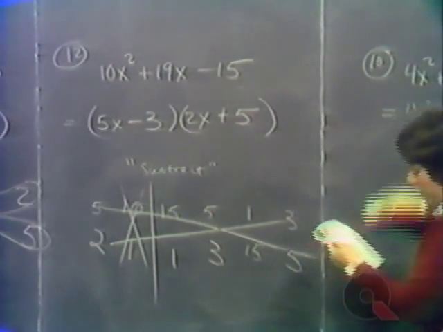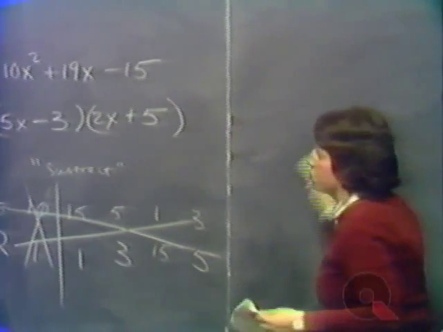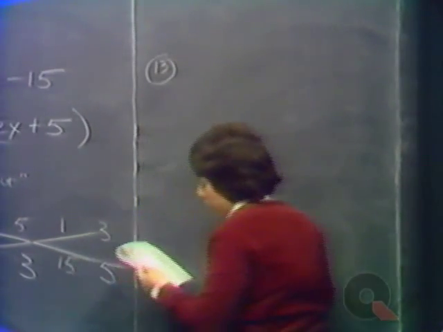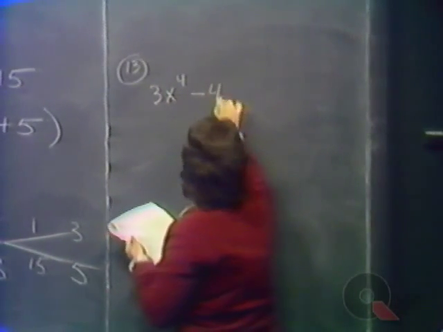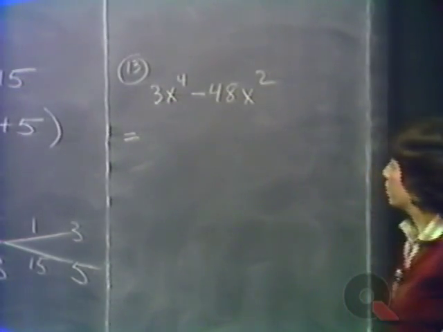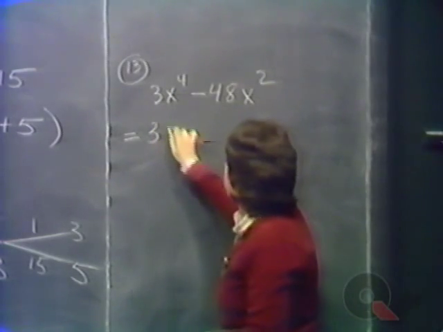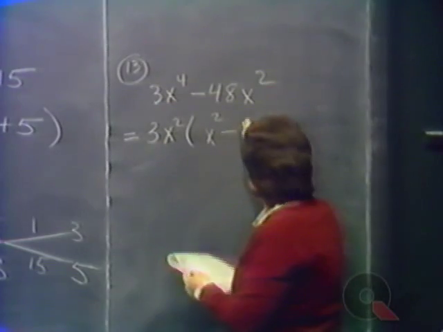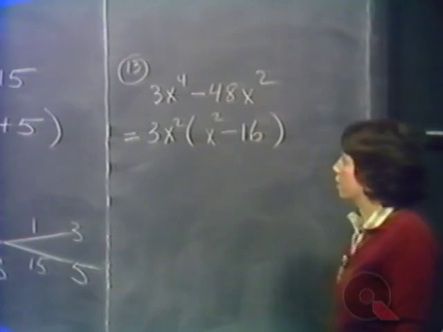Okay, and I'd like to finish off this tape with 2 fairly simple examples, just to illustrate some other rule of factoring that you might have forgotten. 3x to the 4th minus 48x squared. I want to factor that completely. Looking for common factor, we see that we can pull out a 3, then x squared, leaving us with x squared minus 16.